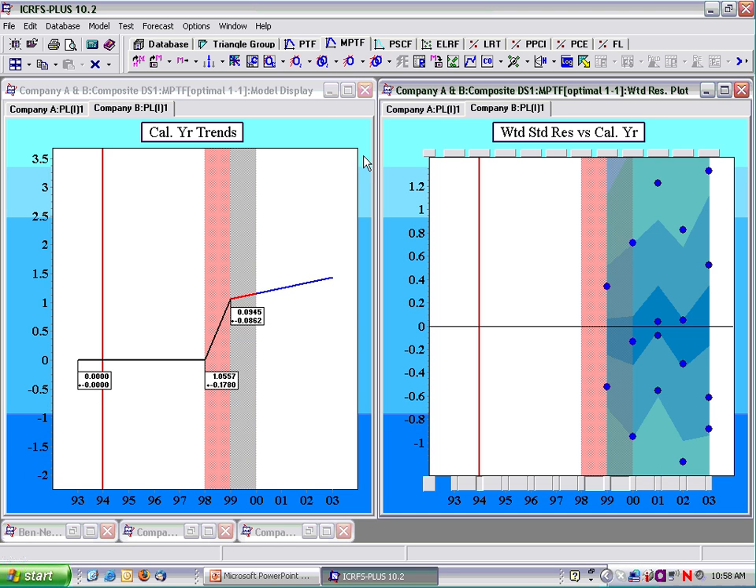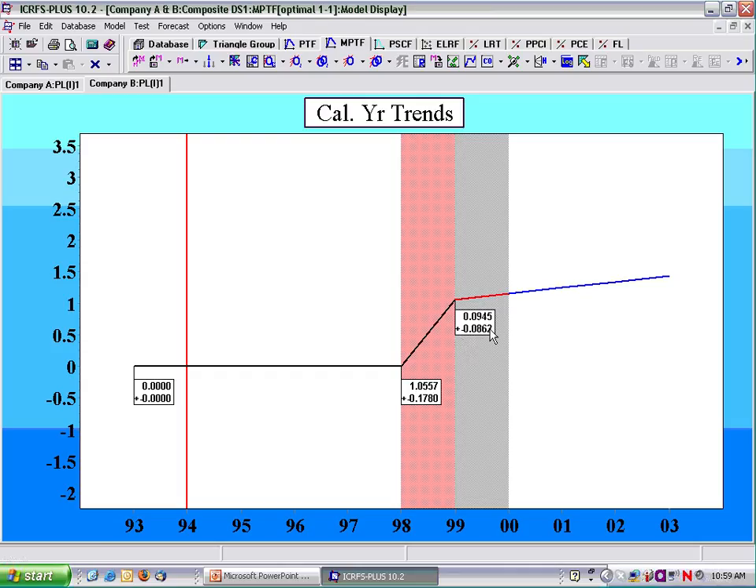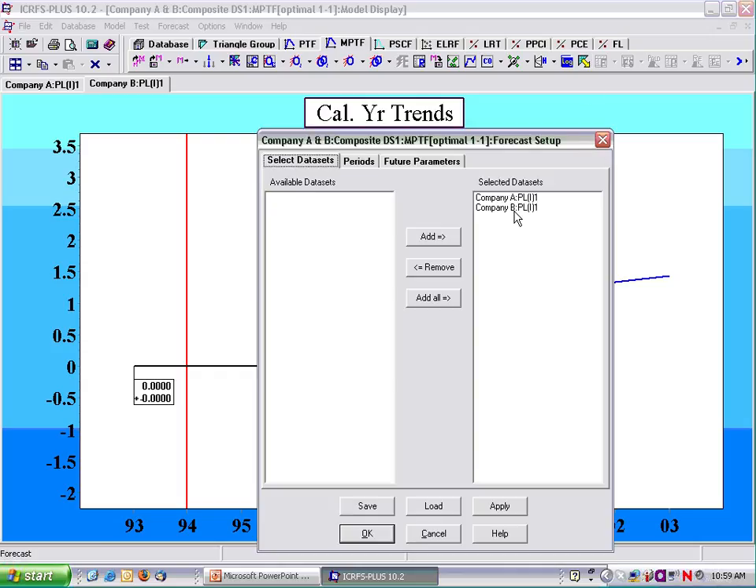Now we're going to use this model for Company B to forecast its reserves, but the assumption going forward from 1999, because we're including parameter uncertainty, is that the true trend comes from a normal distribution with mean 9.45% and a standard deviation of 8.62%. That is part of our model assumption going forward. We don't know the true trend. It comes from this distribution. So now we only have to forecast for Company B. So that's the forecast we get.